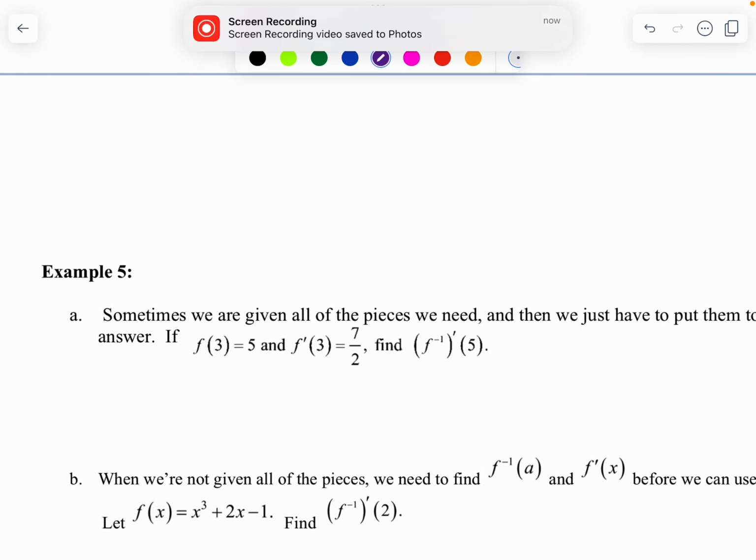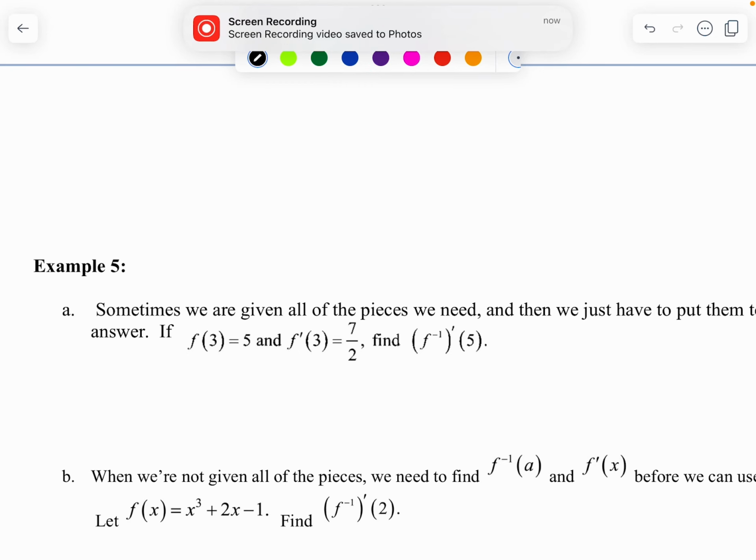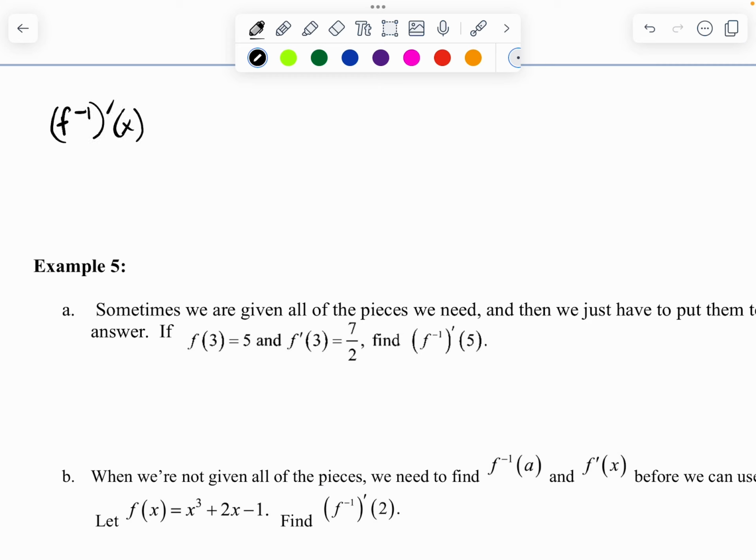All right, let's do a quick recap of our two formulas, or actually our one formula that we have, but we're going to do it in two different notations. So when f inverse is the notation that's being used, the derivative of the inverse function is equal to 1 over the derivative of the original function evaluated at the inverse.